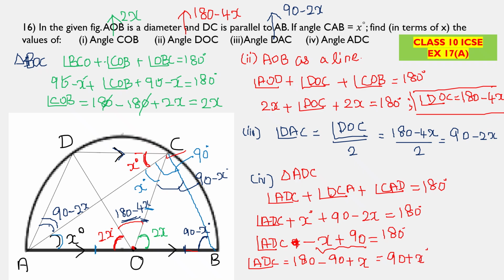So what is the angle ADC? That is 90 plus x. So we can write the answer over here: angle ADC is 90 plus x. Hope you understood. Thank you.